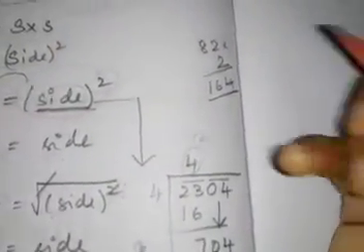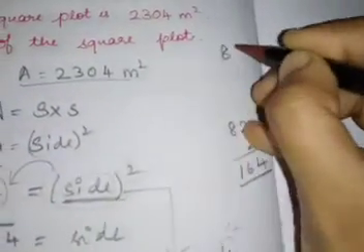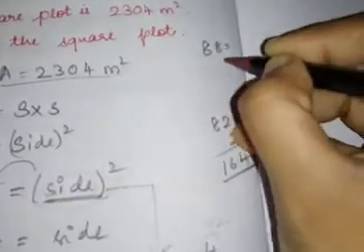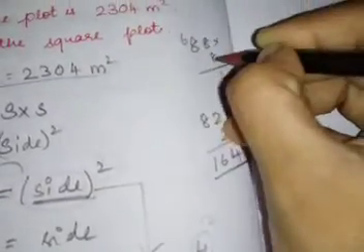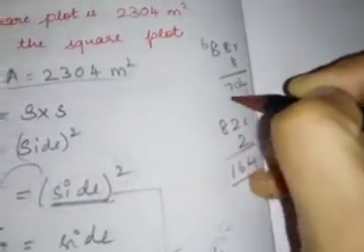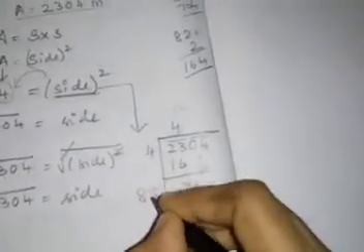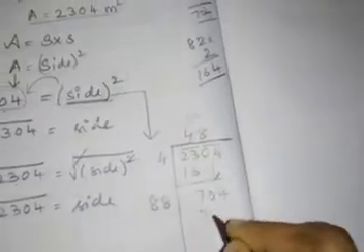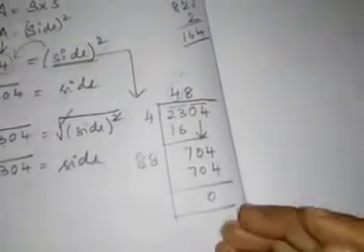Now, next, 88 into 8, what is the answer? 8 8s are 64, 8 8s are 64. 704. Yes, we got it. So 88 into 8 is 704. Remainder 0. I told you, till you get remainder 0, you should stop it.